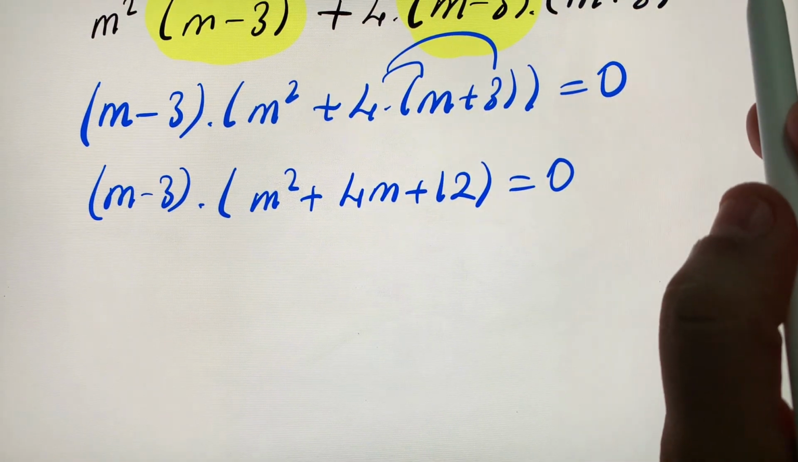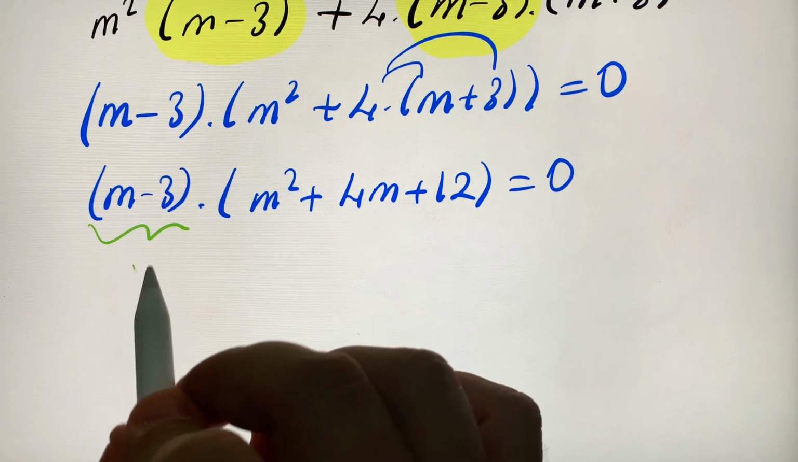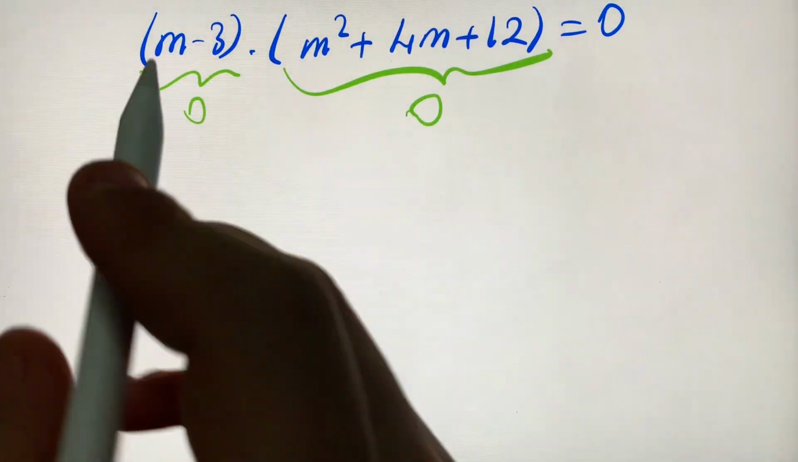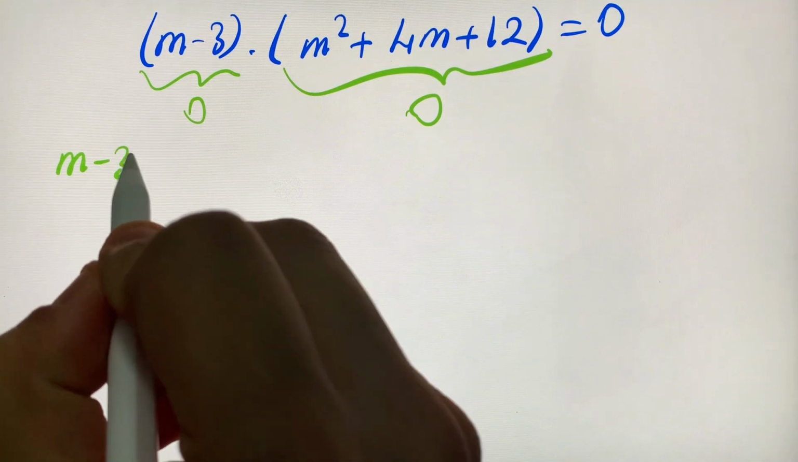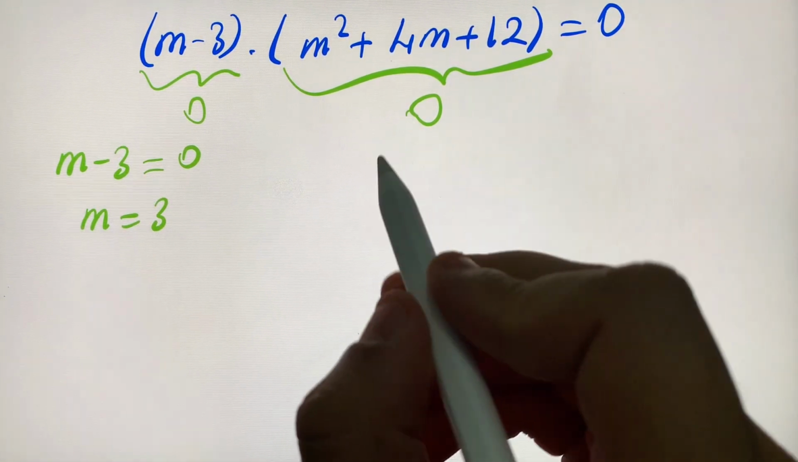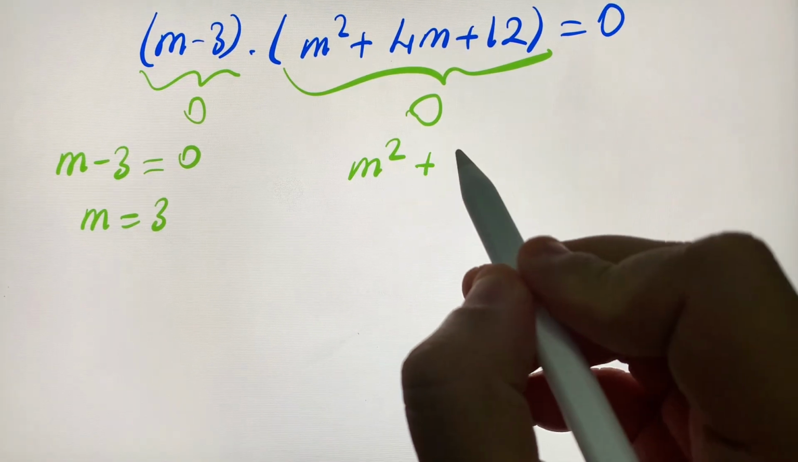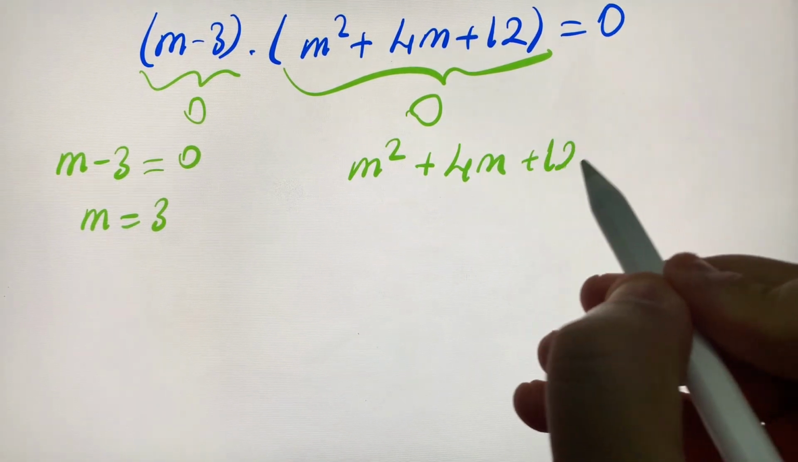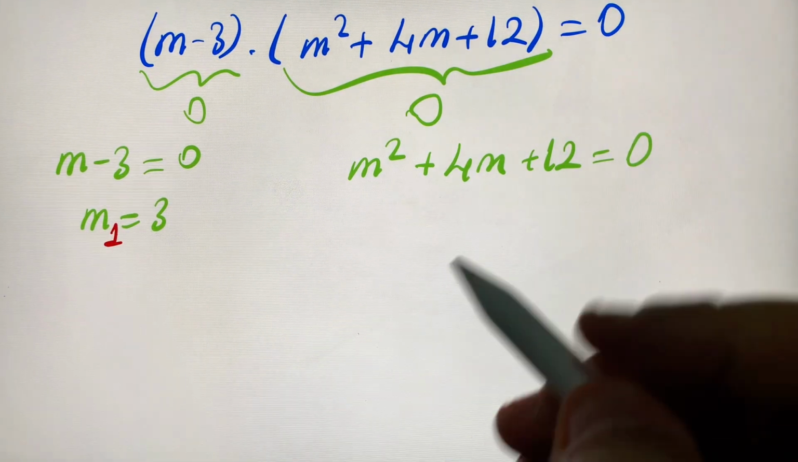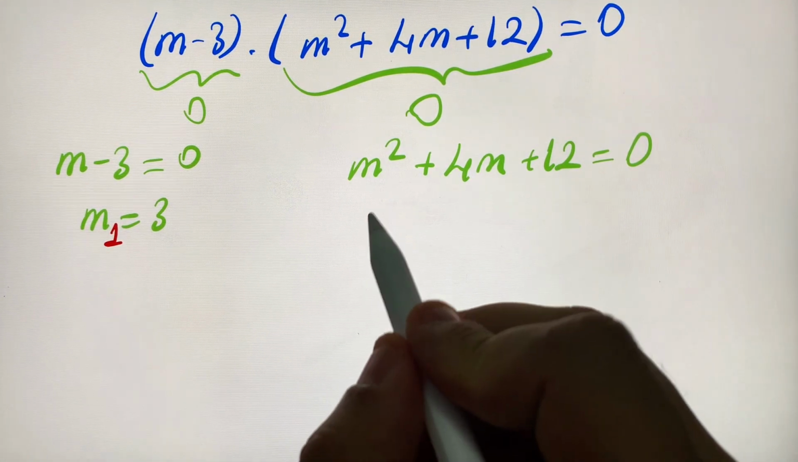This means that the expression is 0. It means one factor is 0 or the other factor is 0. From here, m minus 3 equals 0, then the number we call m will come to be 3. And m squared plus 4m plus 12 equals 0 also has to be solved. Let's call it m1. Now let's look at this one's delta.